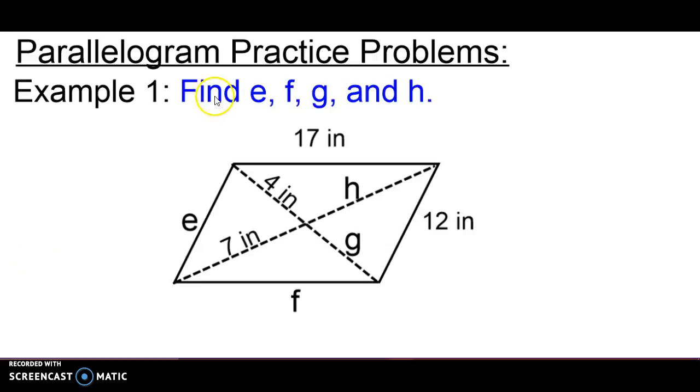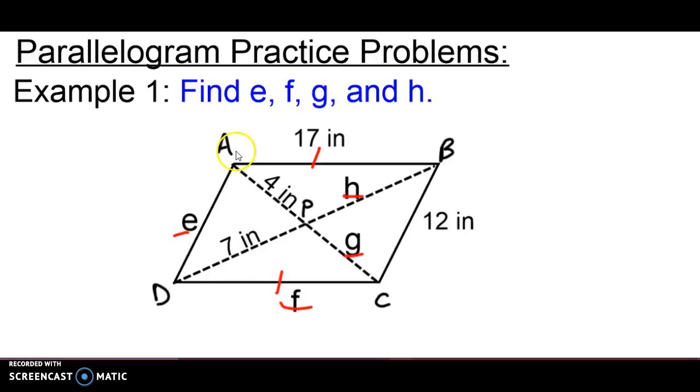Okay, so for the first example, I want you to go ahead and draw this picture in your notebook. So what we're looking for this time is the measure of E, F, G, and H. What I'm going to do first is draw in everything that I know about my line segments on a parallelogram. For example, let me go ahead and name each of these vertices. So if this was parallelogram ABCD with this point here as P, I can say that AB is congruent to DC, so let me go ahead and draw that in.